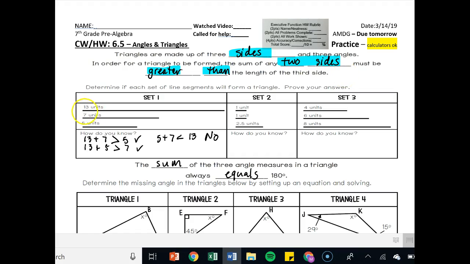So, pretend I give you these lengths: 13, 7, and 5. In order for this to form a triangle, I can add up any two numbers out of those three, but they've got to be greater than the third. So 13 plus 7, that's 20. That's greater than 5. We're good.